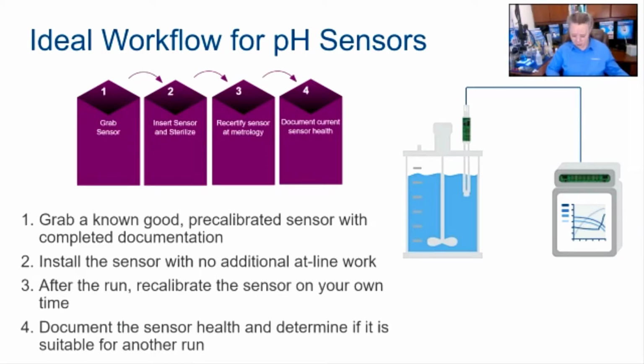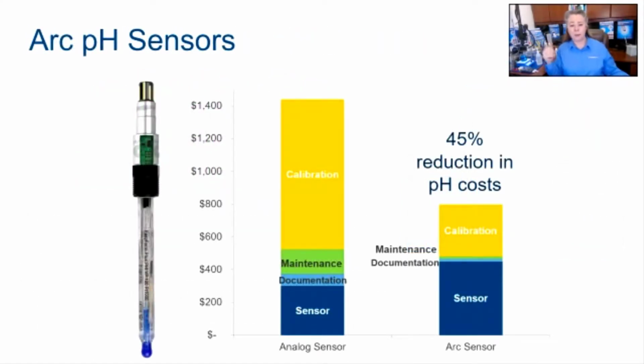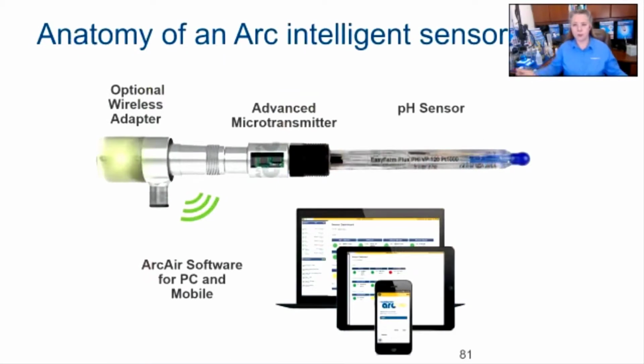And that's possible with something called an intelligent sensor. One example from Hamilton is what's called our ARC pH sensors. It causes a 45% reduction in cost of ownership because you have very little maintenance. Your documentation can be automatically handled in that software I showed you, and your calibration is done once in advance, and you don't have to recalibrate and recalibrate and recalibrate. It's kind of a cool toy. Okay, I get to play with toys. That's why I'm in sales.